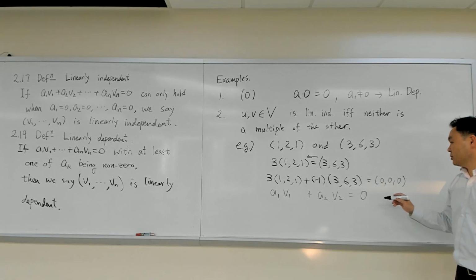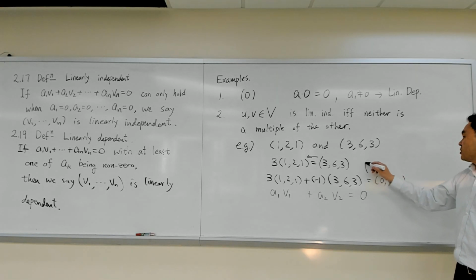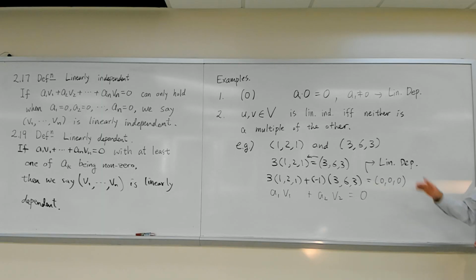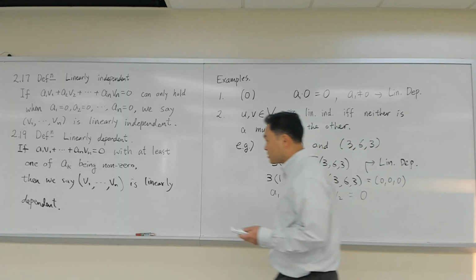So this here means these are linearly dependent. And that's why if one is the multiple of the other, you can always move one to the other side, and that just says that the two vectors are linearly dependent. So that's why this comment makes sense.